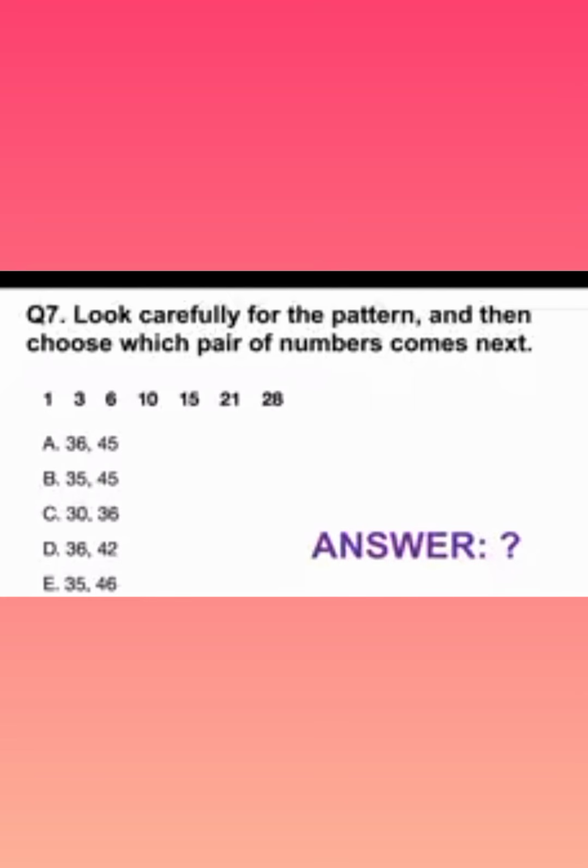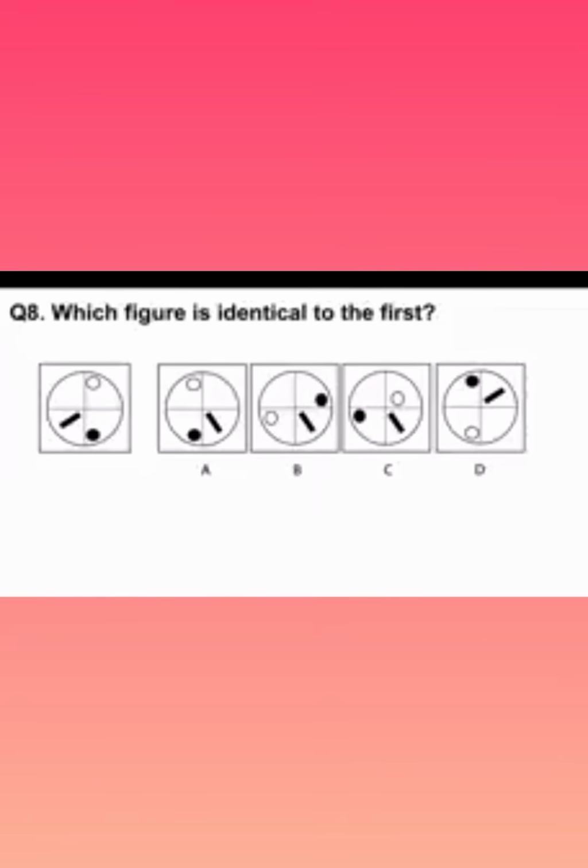Okay, question number 8. Now this is more of a spatial reasoning IQ test question. Which figure is identical to the first? So we have to look at this. What I tend to do, instead of looking at all these 4 options, A, B, C and D, which can be confusing, is look for identical pattern shapes or sequences.